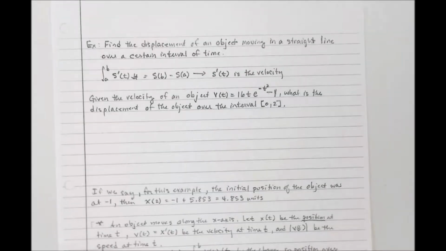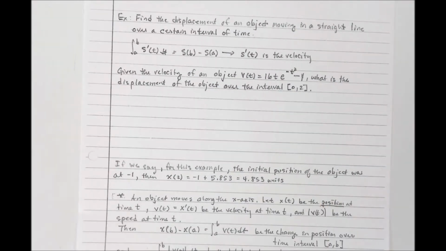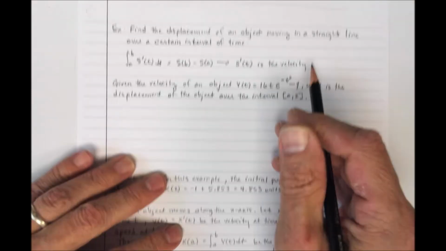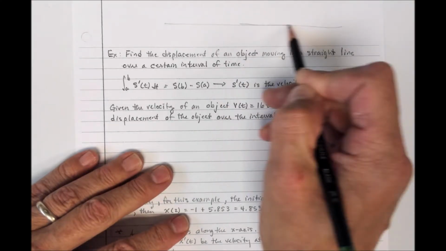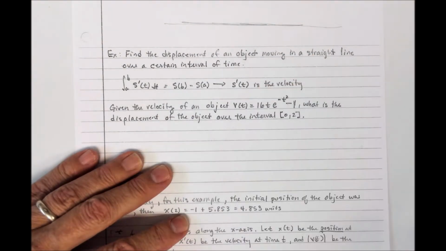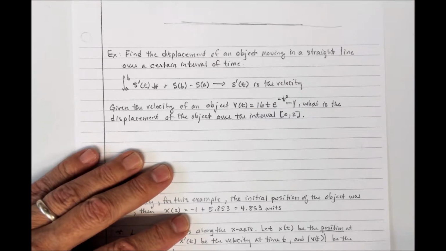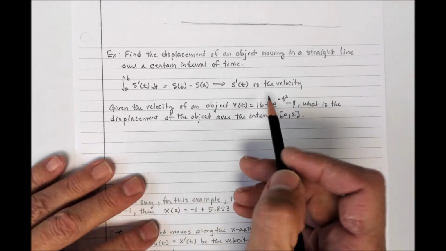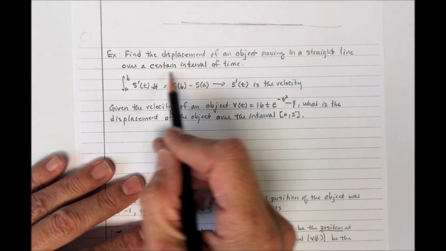Find the displacement of an object moving in a straight line over a certain interval of time. Now, if it's moving over a straight line, let's say it's a horizontal line, it might move to the right, and then it might move back to the left, and then back to the right, and back to the left. Just like the running back going to the right or to the left, the displacement is actually the net distance that the object moved from its starting point to wherever its stopping point is. So we can find the displacement of an object along a straight line over a certain interval of time.